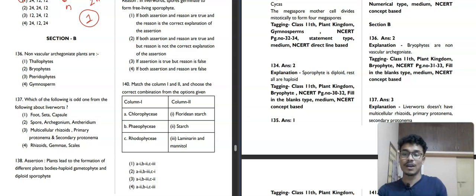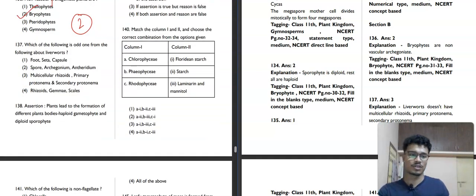What is it saying? Non-vascular archegoniate plants are: thallophyta, bryophyte, pteridophytes, or gymnosperm. This is a very easy one, just try to break it. Non-vascular, then you think about archegoniate. Archegoniate is present in bryo, pterido, gymno, okay. Thallophyta means algae. Non-vascular, so what are the non-vascular? This is simple, now you can see that bryophytes. Bryophytes, the second option will be our correct answer. Bryophytes are non-vascular archegoniate.